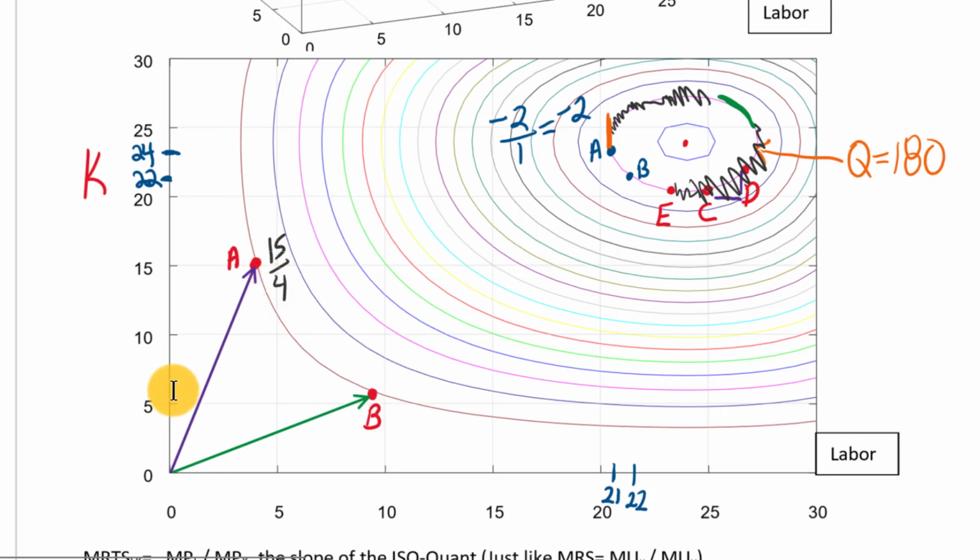Similarly at B, it looks like the capital might be 6 and the labor could be 9, and the slope of this green line is 6/9 or 2/3 compared to 15/4. We can see with our eyes the difference in slope, and that very quickly tells our brains how much more capital intensive A is compared to B. And there are some problems where that comes in handy, just being able to visualize that quickly.